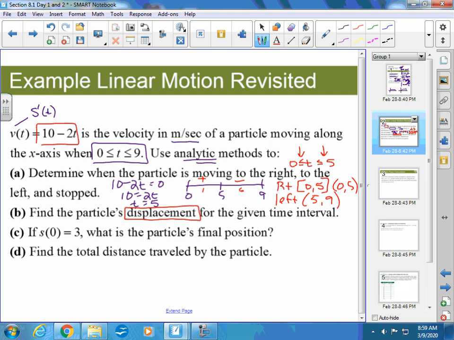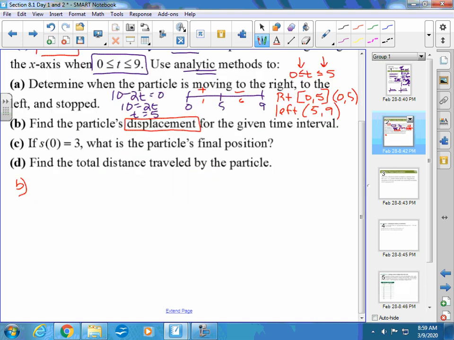But how can I come up with that? I could write it as an integral. I'm going to set it up down here just so that I can move it up and have a little more space. If I set it up as an integral, it said on the given time interval, so that's from 0 to 9, and then the velocity right here, 10 minus 2t dt.